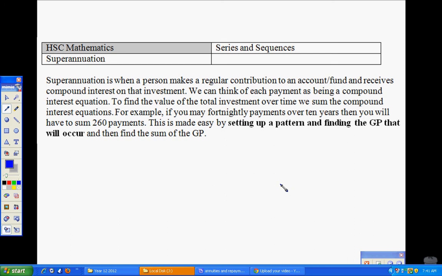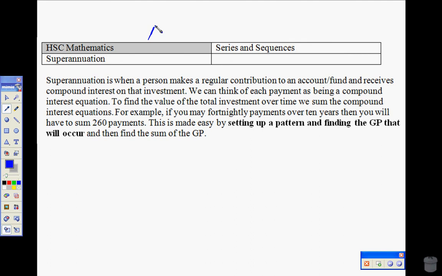We want to look now at some specific applications of a geometric progression. And the first one is what we basically are doing with superannuation. The superannuation is often called annuities as well. So it's a special word, annuities. And that's what it is. And you see that word's coming up in superannuation.